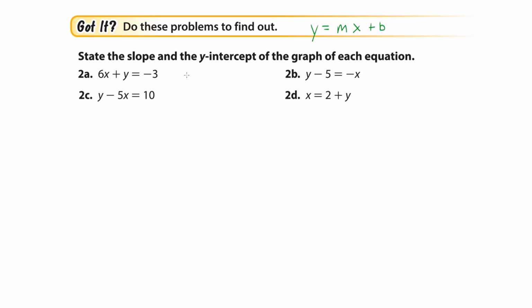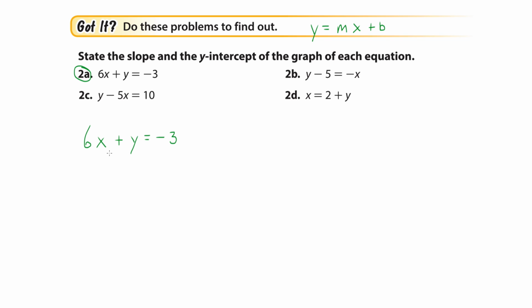So on each of these equations here, we can't immediately find the slope and the y-intercept because they are not in the correct form. So for example 2a, I'll rewrite this equation here. 6x plus y equals -3. I want this equation to be in this form, and so I need it to be y equals. So I look at this and I see a y equals right here, but I have a 6x. I don't want this 6x on the same side as the y.